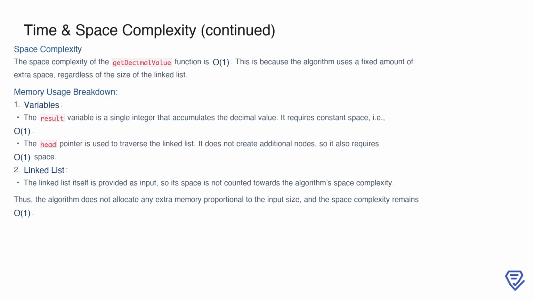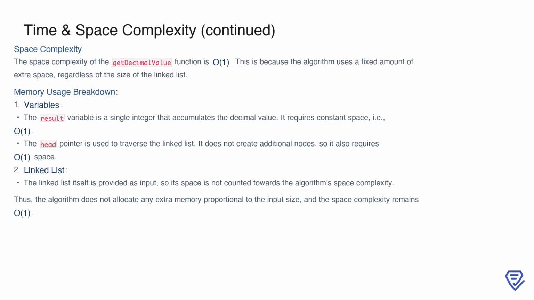Let's look at the memory usage in detail. The algorithm employs only a few variables. The result variable is a single integer used to accumulate the final decimal value. This variable takes up constant space, O(1). Similarly, the head pointer, which is used to traverse the linked list, does not allocate any additional memory because it simply references existing nodes. It also requires O(1) space.